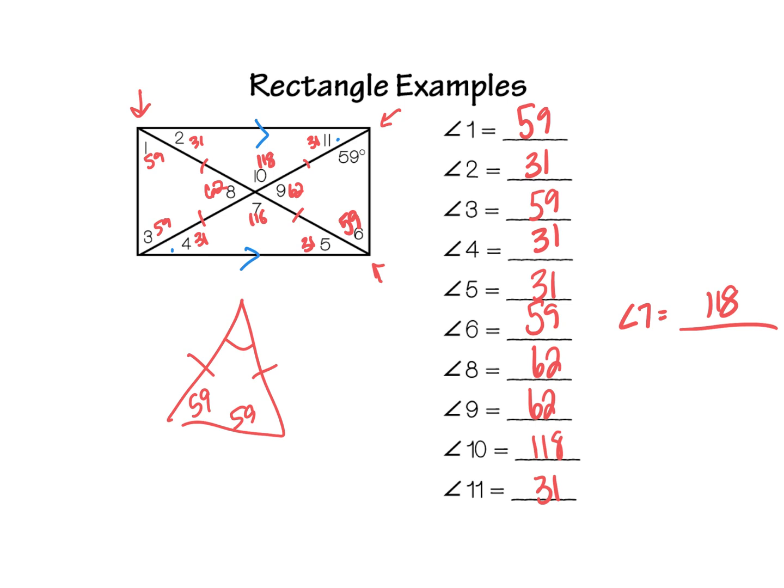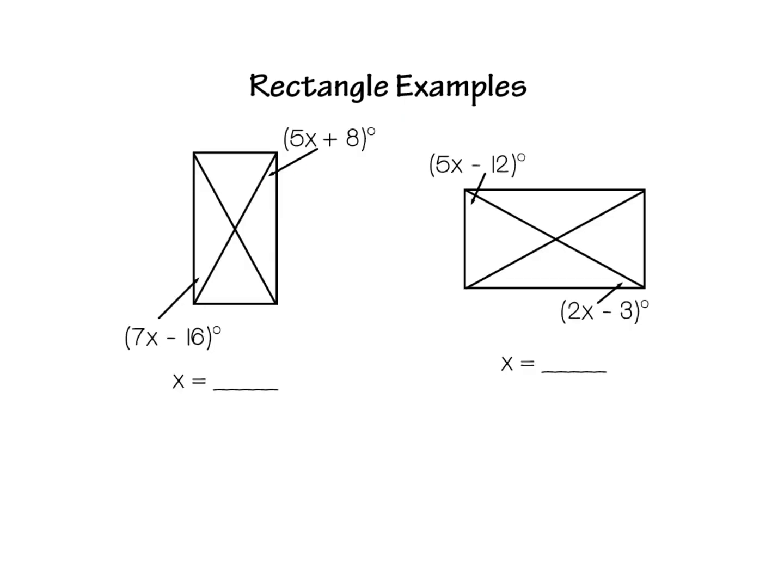All right, next set of problems. For this next one, because this is a parallelogram, we have parallel lines, so those are alternate interior angles, so they have to be equal to each other. So 7x minus 16 has to equal 5x plus 8. Subtract 5x from both sides, I get 2x. Add 16, I get 24. Therefore, x has to equal 12.